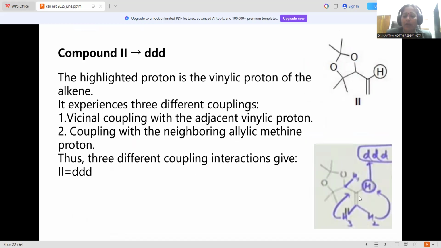Let me go with compound number 2. Compound number 2 has this hydrogen for which the multiplicity is to be calculated. For this carbon atom, the adjacent carbon atom has only one hydrogen, giving a doublet. And here the two terminal hydrogens, both are different, so one hydrogen gives a doublet, and the other hydrogen also gives a doublet. So doublet, doublet, doublet. So three possible doublets are there for this compound number 2.